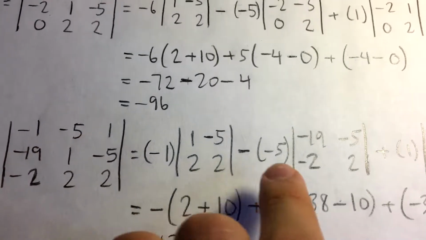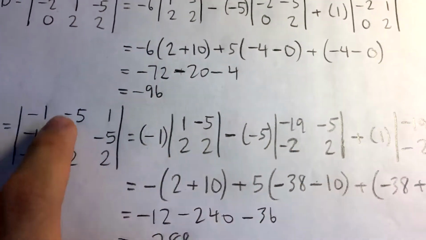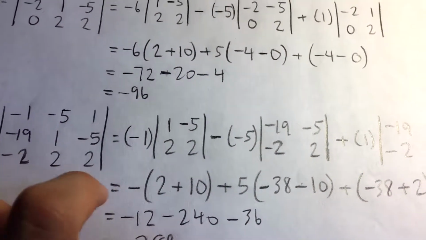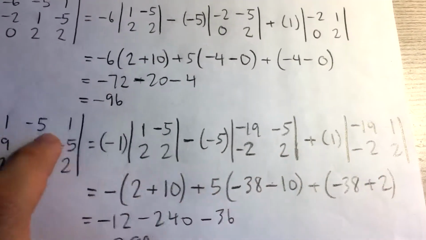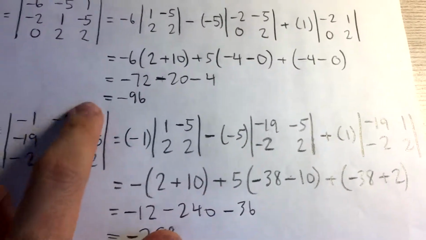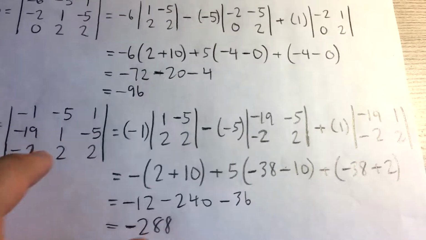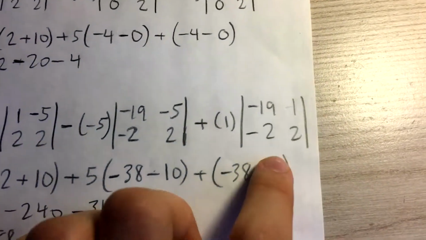Minus negative 5 in the second column. I cross out, I get negative 19, negative 5, negative 2, 2. Plus 1, the third column. I cross it out like this. I get negative 19, 1, negative 2, 2.